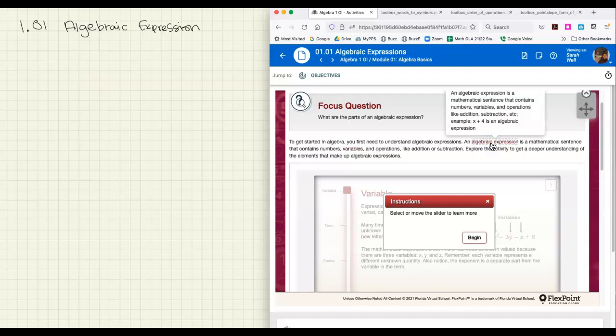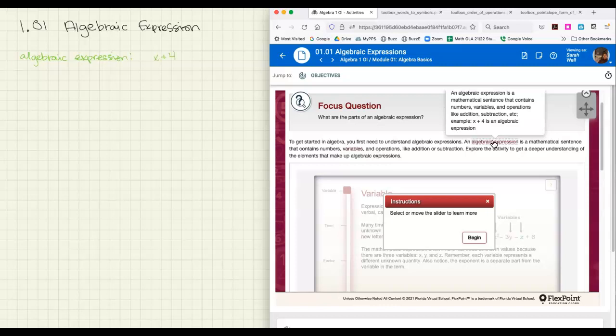So an algebraic expression is a mathematical sentence that contains numbers, variables, and operations like addition, subtraction, etc. Example, x plus 4 is an algebraic expression. So this is actually really important, right? An algebraic expression. So this is something you would write down, and then you would write down x plus 4.